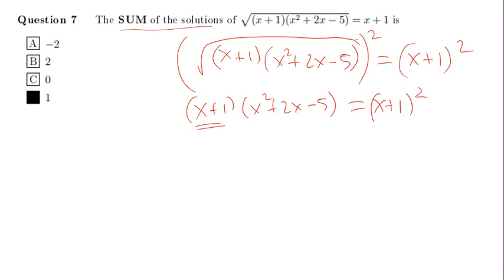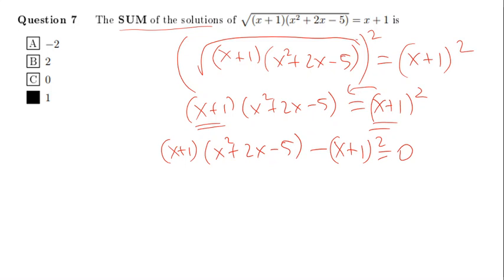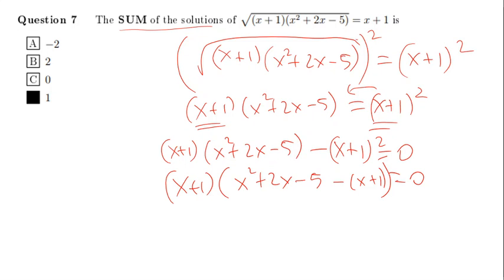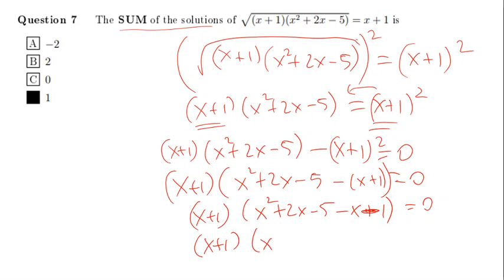Now, we have some common factors here. So the next step we will take is to send this one to here and set it equal to 0. So this will be x plus 1 times x squared plus 2x minus 5, minus x minus 1 equal to 0. And this one will give you x plus 1 times x squared plus x minus 6 equal to 0.